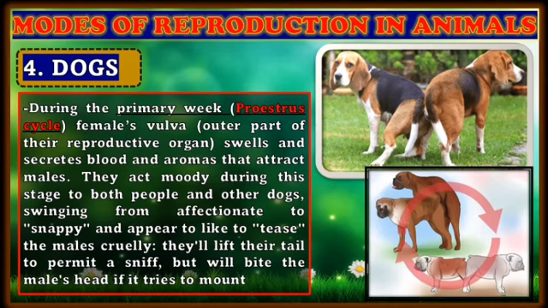Yan yung first week. The female's vulva, or the outer part of their reproductive organ, swells and secretes blood and aromas that attract males. They act moody during this stage to both people and other dogs, swinging from affectionate to snappy, and appear to like to tease the males cruelly. They lift their tail to permit a sniff, but will bite the male's head if it tries to mount.